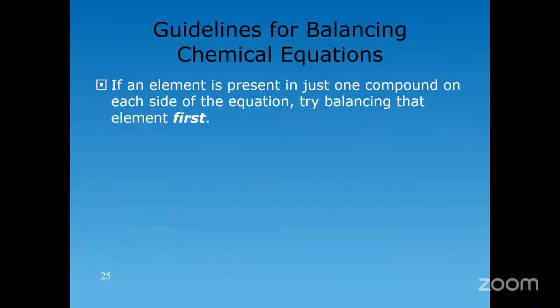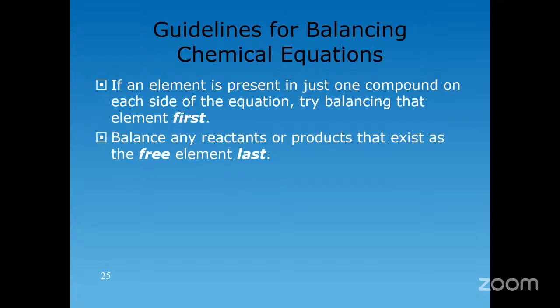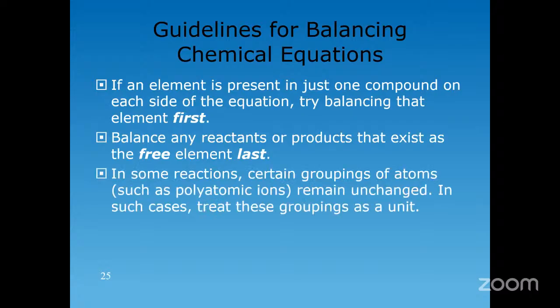So with that said, let me just go through some guidelines for balancing chemical equations. If an element is present in just one compound on each side of the equation, try balancing that element first. Balance any reactants or products that exist as free elements last. And in some reactions, you may have polyatomic ions which remain unchanged as you go from left to right. So you can, in most cases, treat that as one unit for the purposes of balancing the equation.